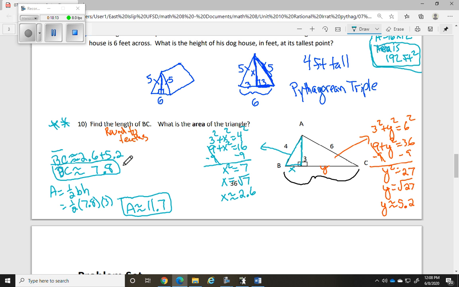And then to find the area of a triangle, it's 1/2 base times height. So the base is that BC, it's that 7.8, and the height is the 3. And I just entered it into my calculator and found the area is about 11.7.